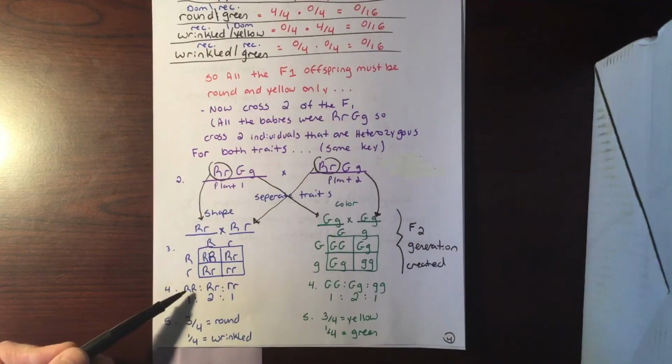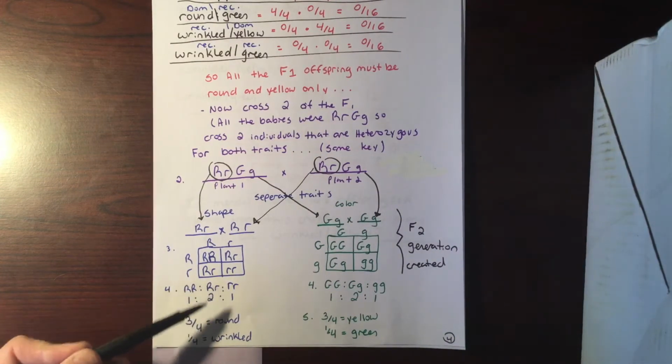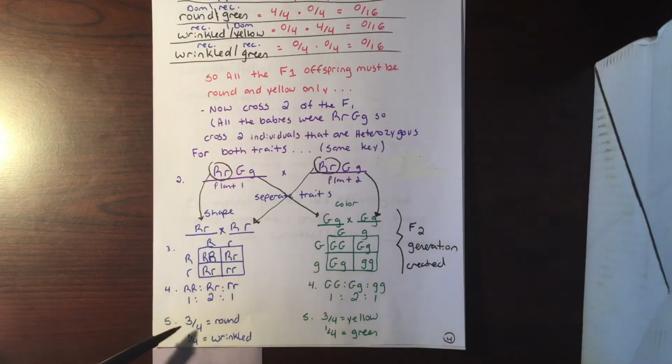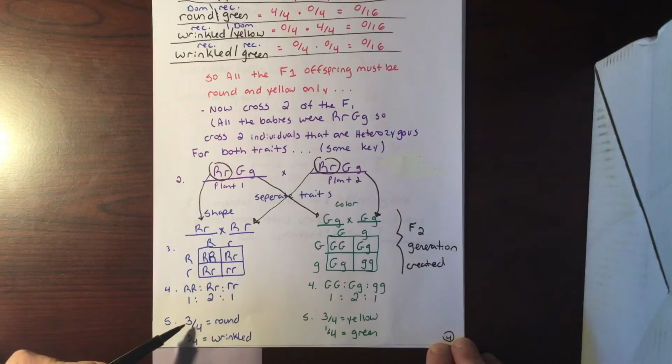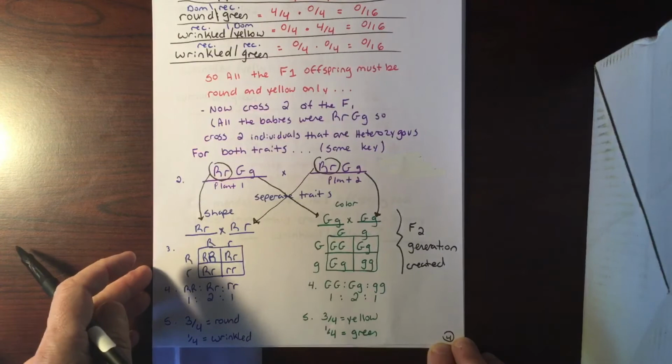Phenotypically, big R, big R, big R, little r is round. Keep them in fractions. So I have 3 out of my 4 possible F2s that are round, 1 out of 4 that's going to be wrinkled. If I look at color, same thing, 1 to 2 to 1, which gives me 3 out of 4 that are yellow, 1 out of 4 that is going to be green.